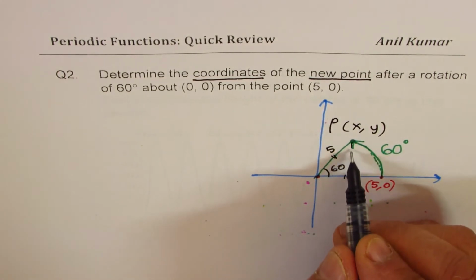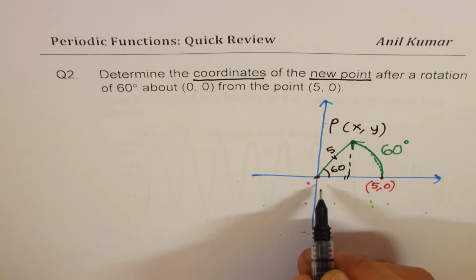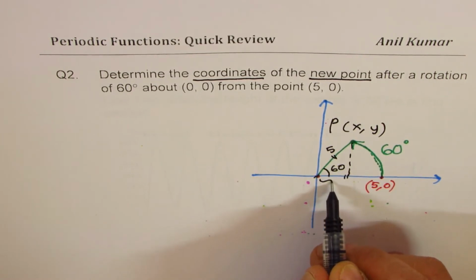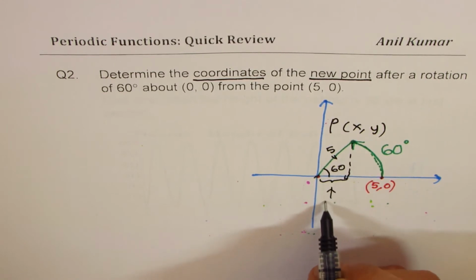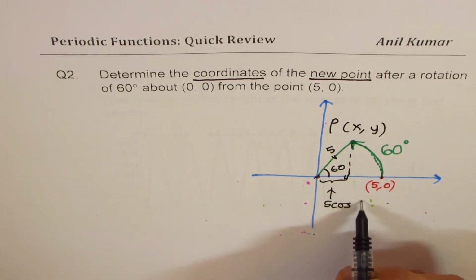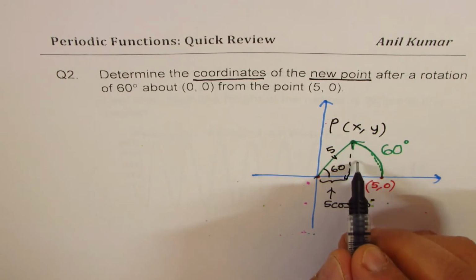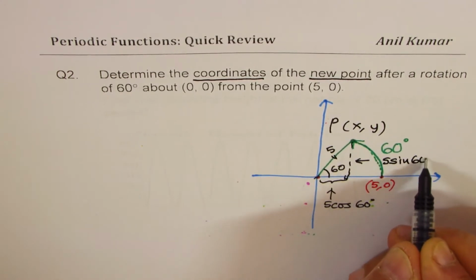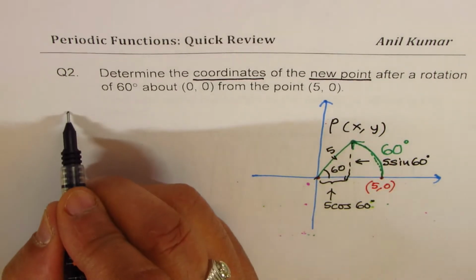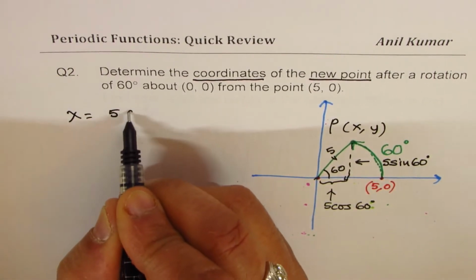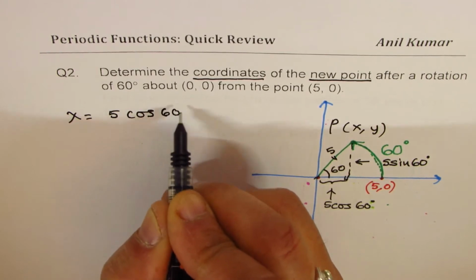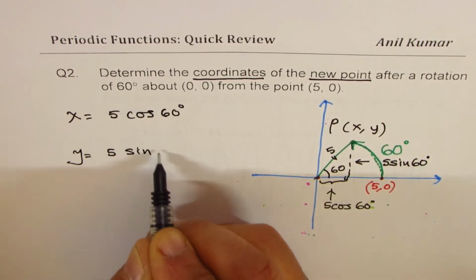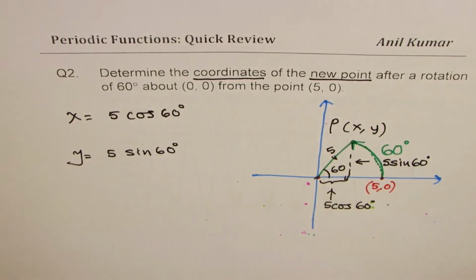So this coordinate will be, if you see from here, x is r cos theta, that is, this is x, which is 5 cos theta. Is it okay? Which is 60 degrees in this case. And this is y, which is 5 sin theta, which is 60 degrees in this case, right? So the coordinates are x equals 5 cos of 60 degrees and y equals 5 sine of 60 degrees. Is that clear to you, right?